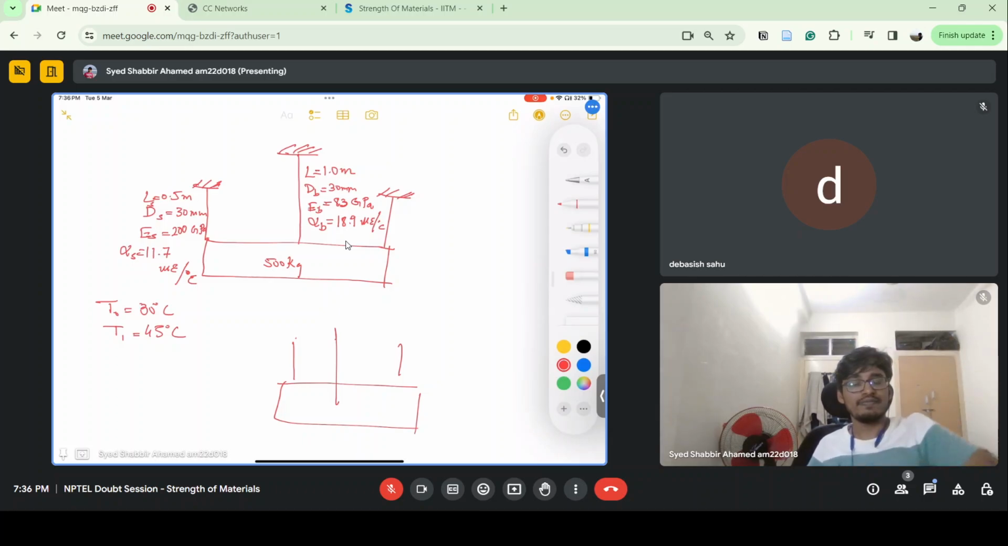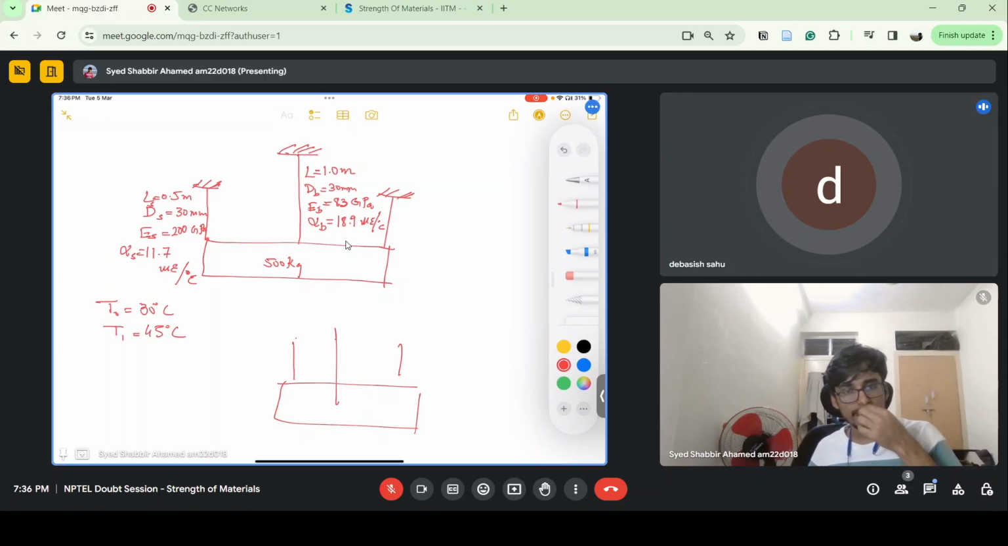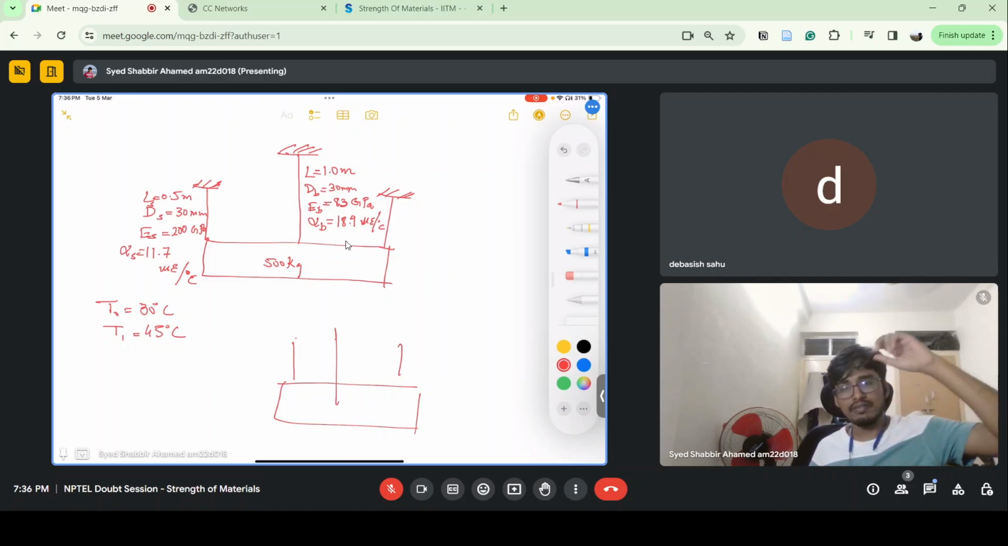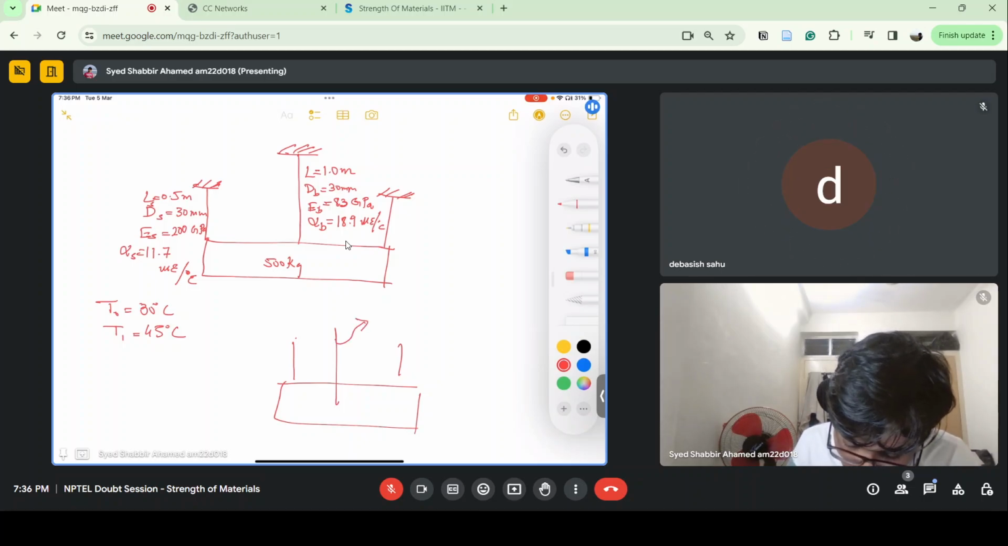Did you understand this? Yes, sir, clear. Because the brass rod tries to expand more, elongate more, but in the meanwhile the two steel rods try to compress it because their elongation is less. So yes, the brass rod is experiencing compression, and the steel rod is experiencing tension here.